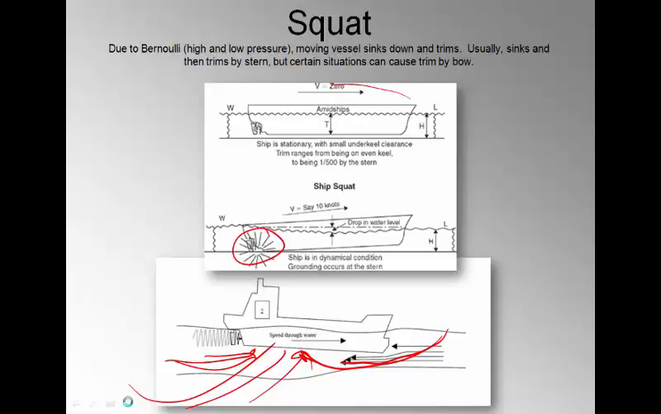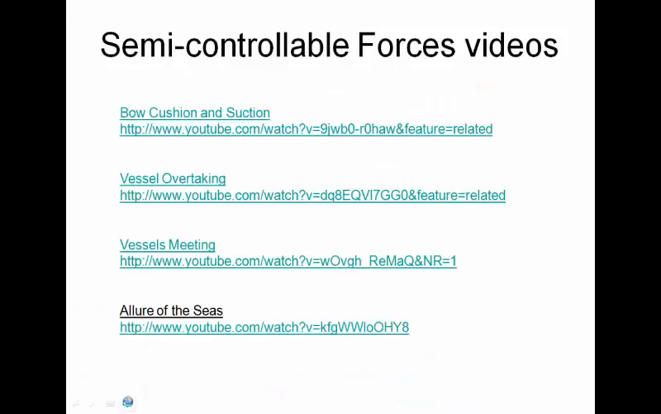So this would be a stationary ship, even keel, good to go. We start moving ahead at, say, 10 knots. All of a sudden, I've created a low pressure zone down here and have actually caused my ship to contact the bottom, and that's not good.